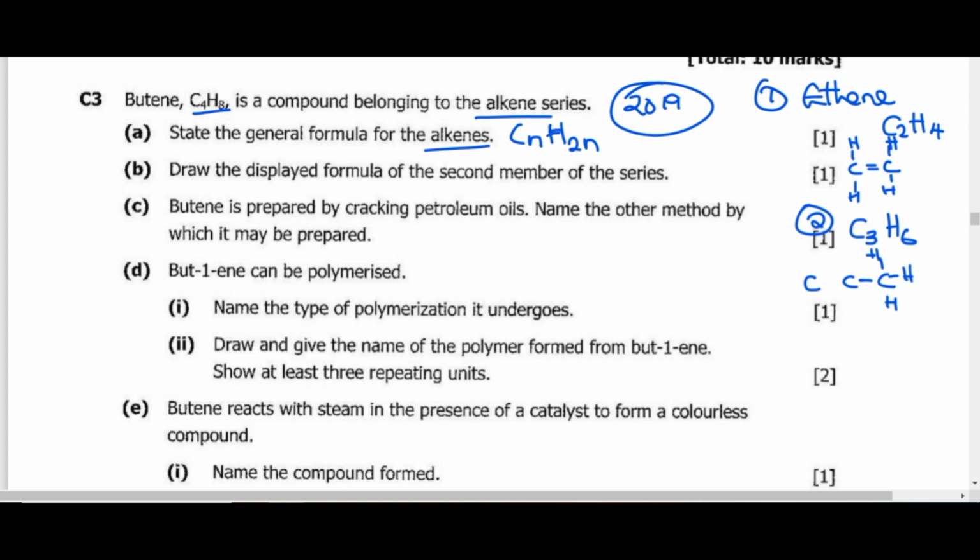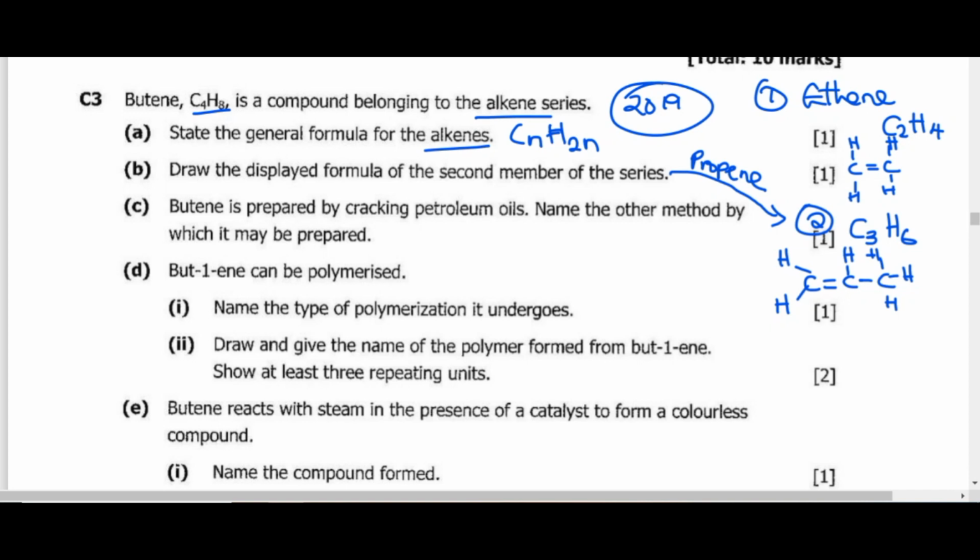Then 3, 4, and where else? 4, 5, and then we have 6. Here we're going to put a double bond. Remember, carbon is surrounded by 4 covalent bonds. So draw the displayed formula of the second member. The second member is propane.